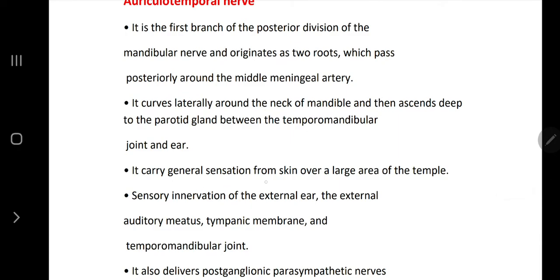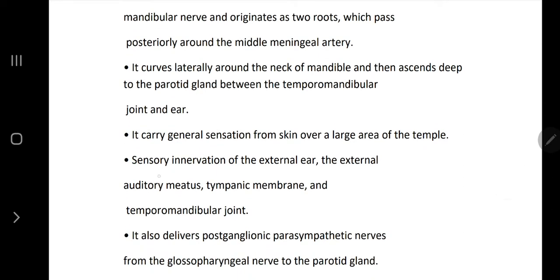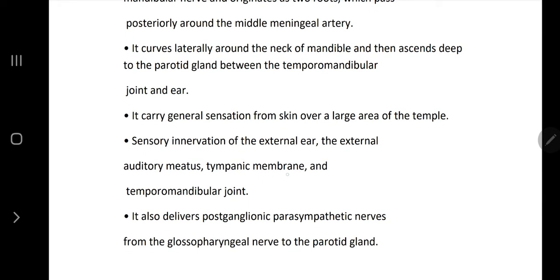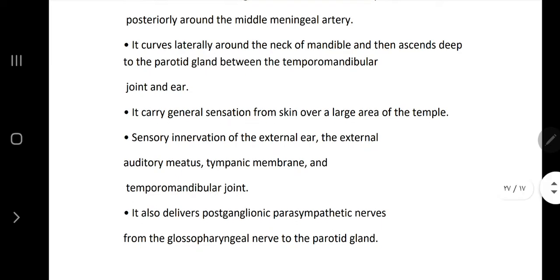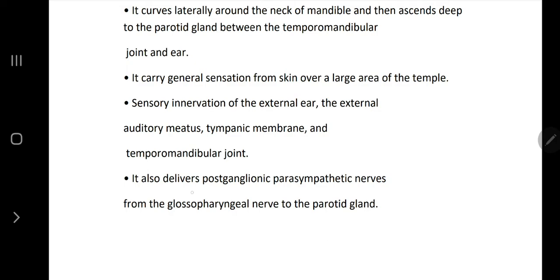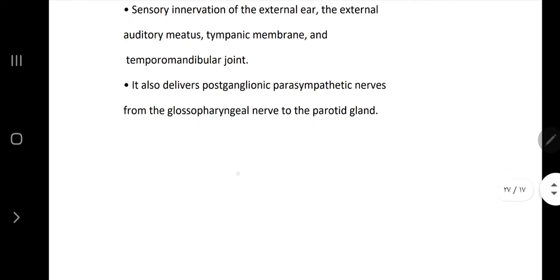It carries general sensation from the skin over a large area of the temple. Sensory innervation of the external ear, the external auditory meatus, the tympanic membrane and the temporomandibular joint. Also delivers postganglionic parasympathetic nerve fibers from the glossopharyngeal nerve to the parotid gland.